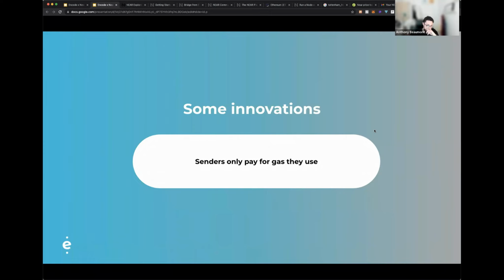Senders only pay gas for the gas they use. It's capped quite well, which is a good thing. You can prepay gas. This is actually innovation that some startups in the Ethereum space are trying to do. But you can prepay gas for your users, which I think is kind of important.